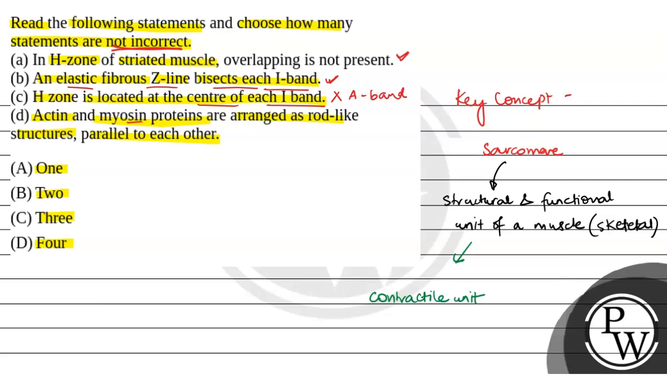And fourth, actin and myosin proteins are arranged as a rod-like structure parallel to each other. This is also true. So 3 out of 4 statements are true, or not incorrect. So the final answer for this question is option C. Hope you understood well. Best of luck.